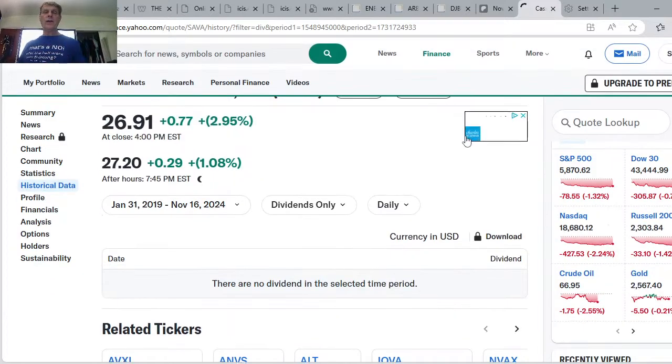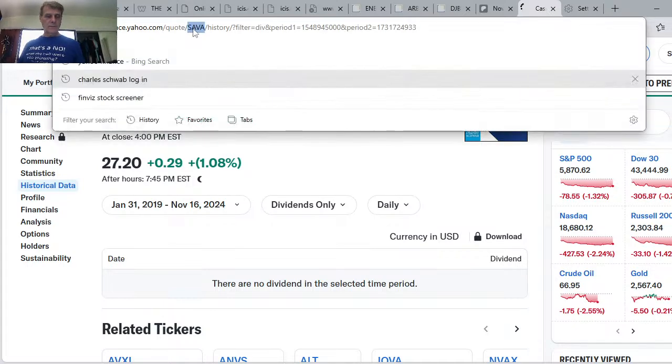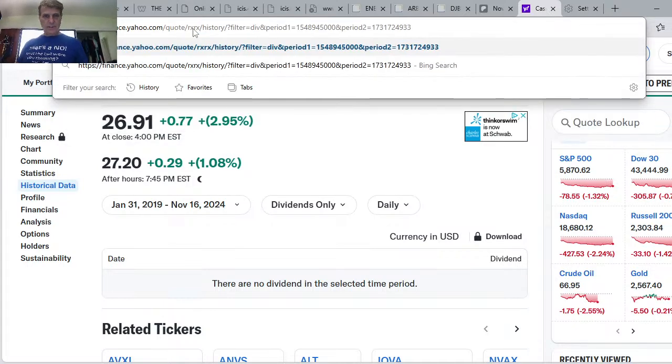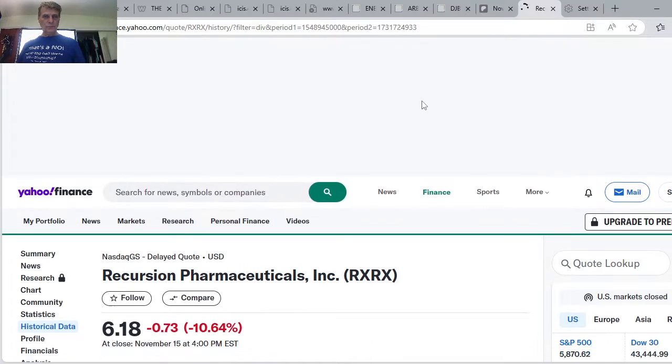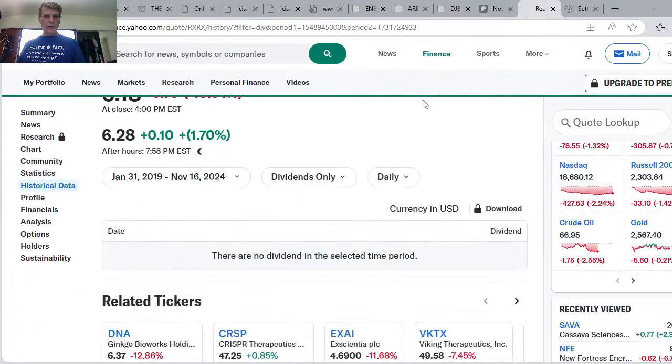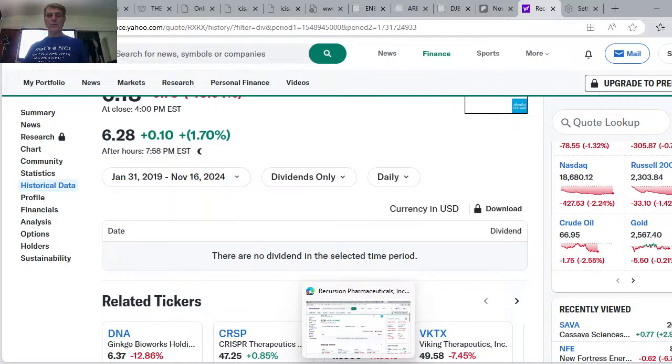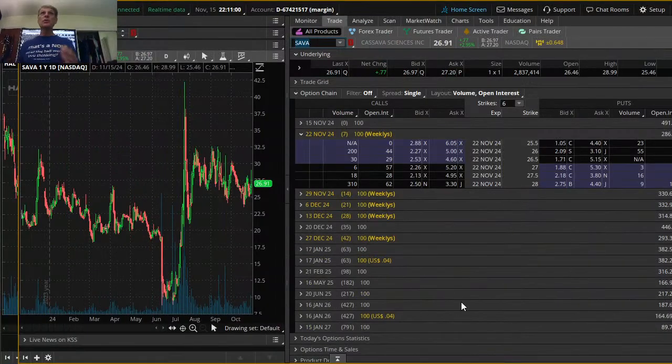Sorry, RXRX. Recursive Pharmaceuticals. That's a no also, dude. Okay? I like companies that are consistently profitable. Now, I understand some of you want to find a company that is small and have it grow. That's not what I'm looking for. I'm looking for cash flow, which means I'm looking for a company that's been in business for a very long time.